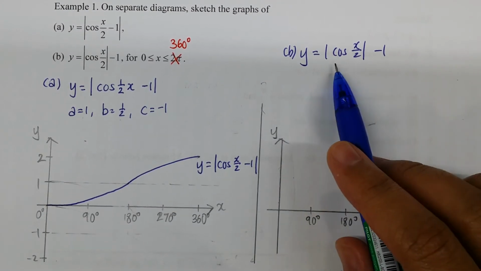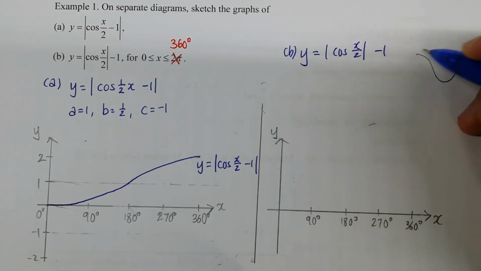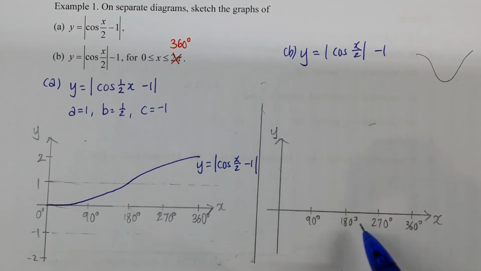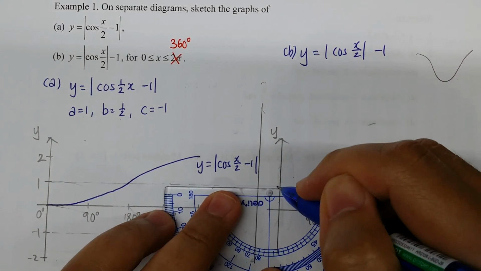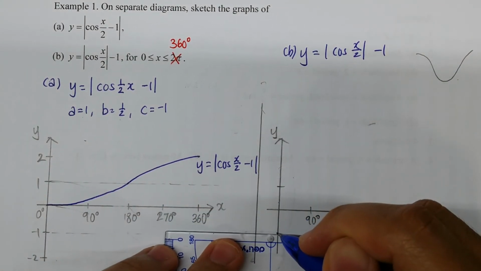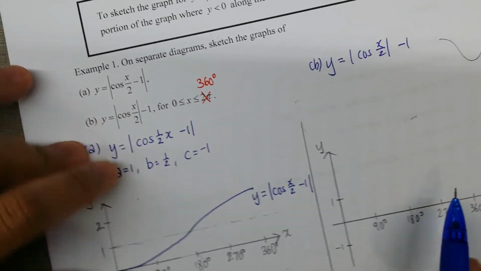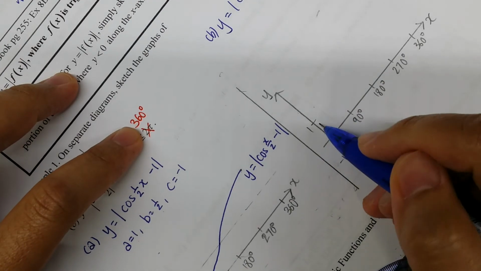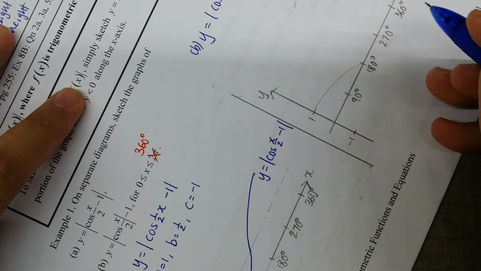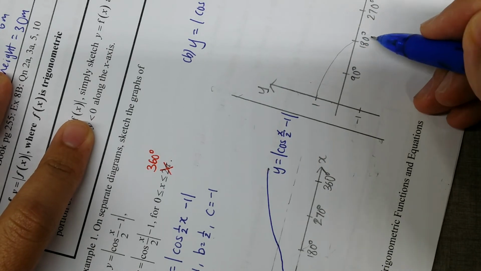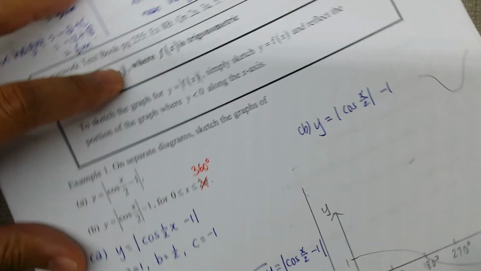Okay, so draw cosine x over 2. There should be half a cosine graph. Cosine graph is like that. Half a cosine graph in 360. So, okay, again, this is not the final graph. I'm going to draw very lightly.